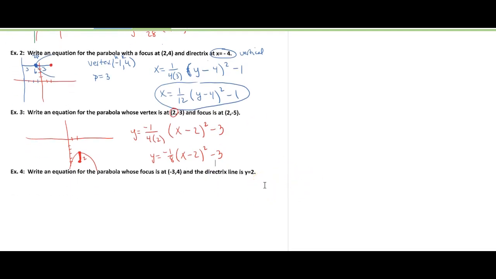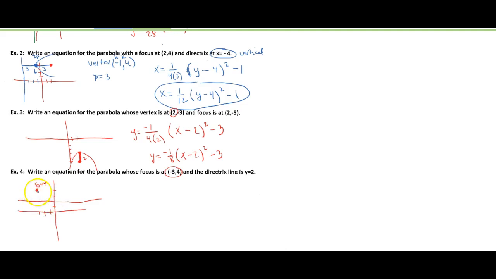Again, you're using the vertex and the distance between the focus and the vertex to find p to write this equation. And example 4, write an equation for the parabola whose focus is at -3, 4. So we're at -3, 1, 2, 3, 4. And the line of the directrix is y equals 2. So that's going to be right here. Now remember, if this is your focus and this is your line of directrix, the vertex is going to land directly in the middle.